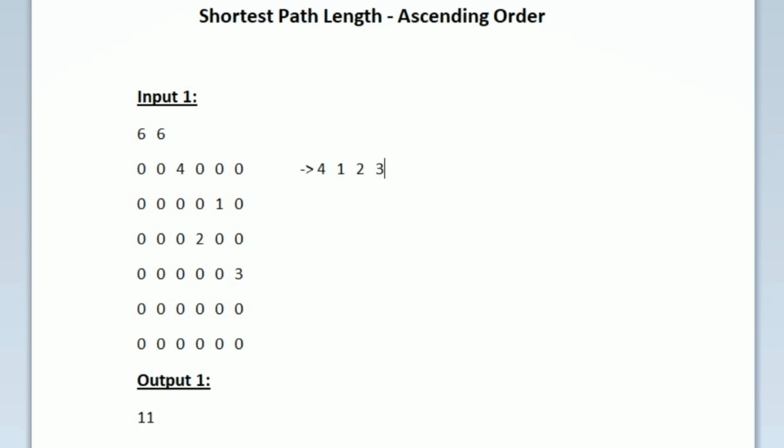And now we have to sort these values. So after sorting, 4, 1, 2, 3 becomes 1, 2, 3, 4. So we will be sorting in ascending order. So this is the new value 1, 2, 3, 4.